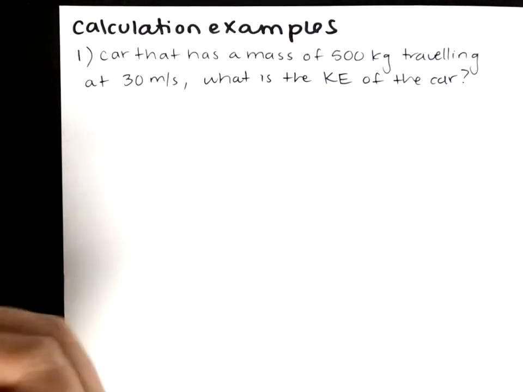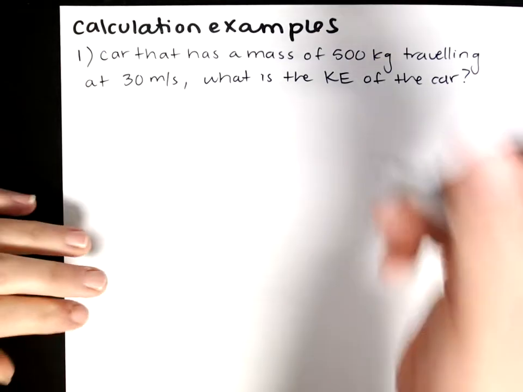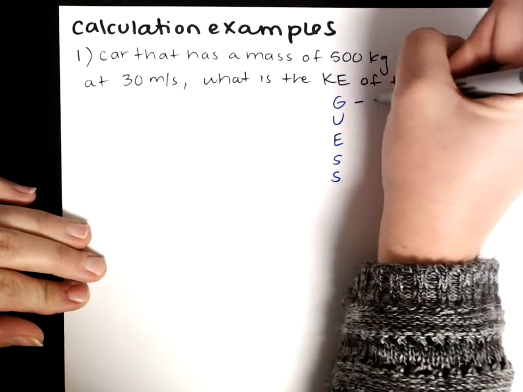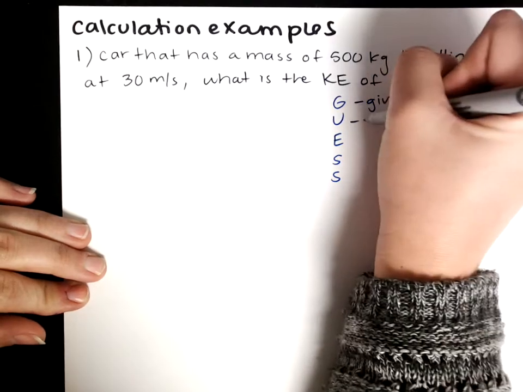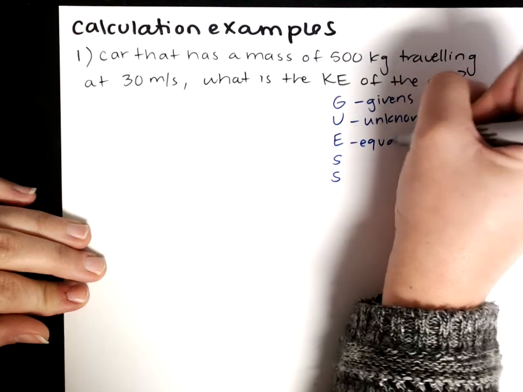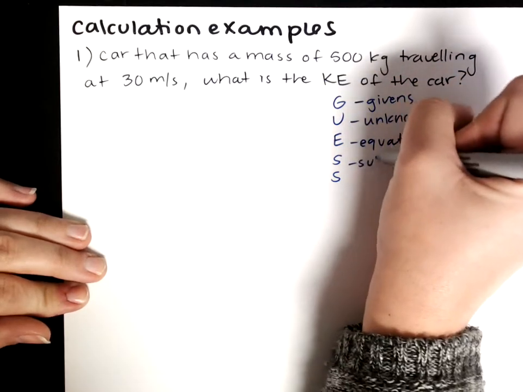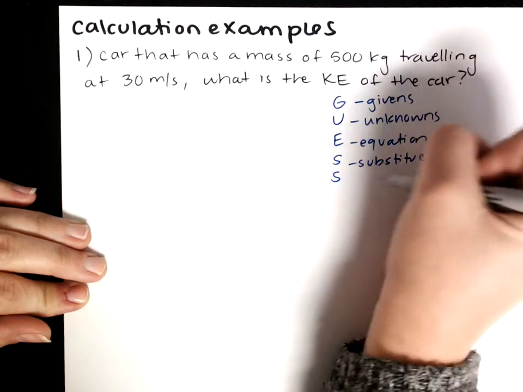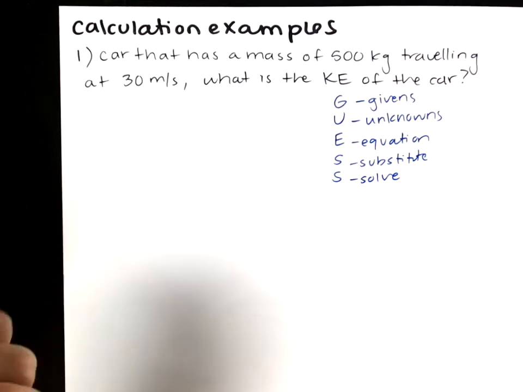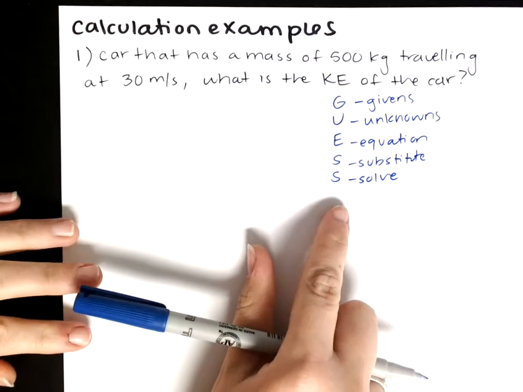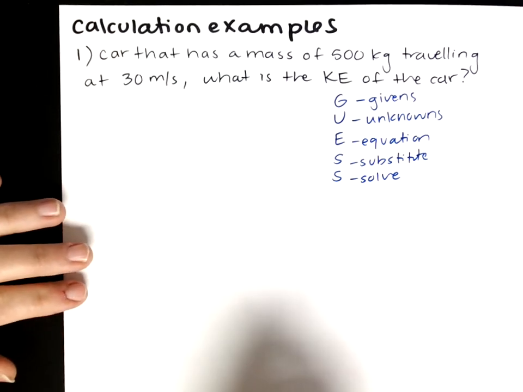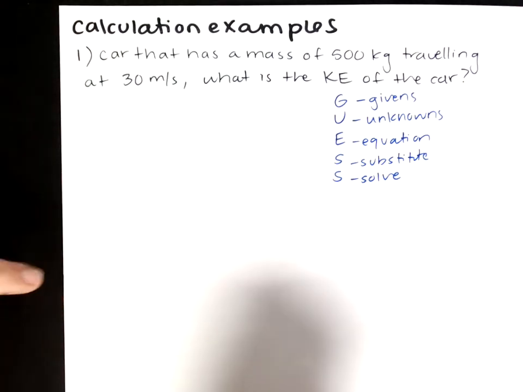Okay, so first thing we do is write our equation. So we're always using this GUESS method, and I believe I haven't written it out for you guys yet, so I'm going to go ahead and write it out. We write our givens, we write our unknowns, we write our equation, we substitute, and then solve. So we use this GUESS method so that we make sure that we're showing all of our work in AP free response level questions. That way you get all the partial credit you can get, even though you may have the final answer incorrect.